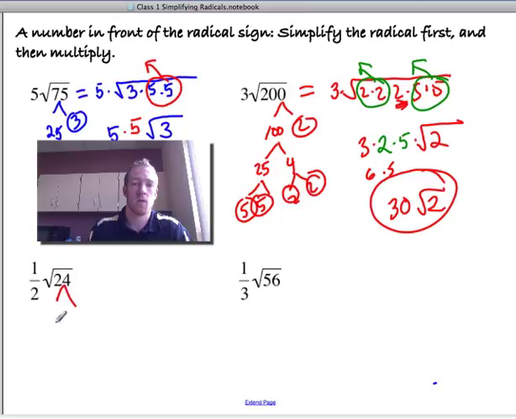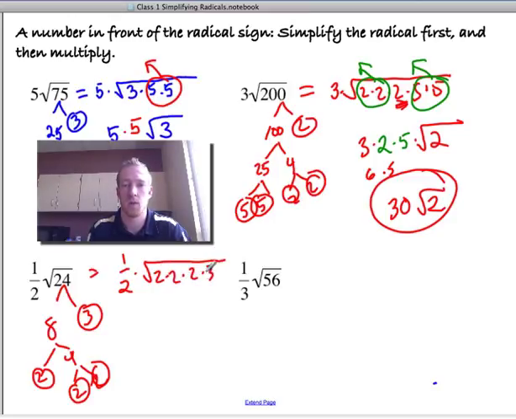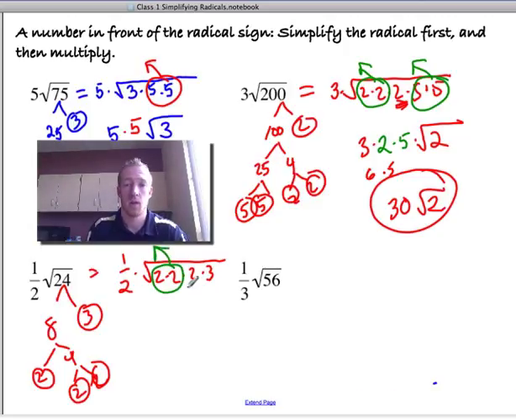Alright, now 24. That's 8 and 3. And that's 2 and 4. And that's our prime factorization of 24: 3 2s and a 3. So it's equal to 1/2 times root 2 times 2 times 2 times 3. And what I'm going to do is circle my pair of 2s. That comes out. There's just only 1 2 left and 1 3 left, so that stays in there.